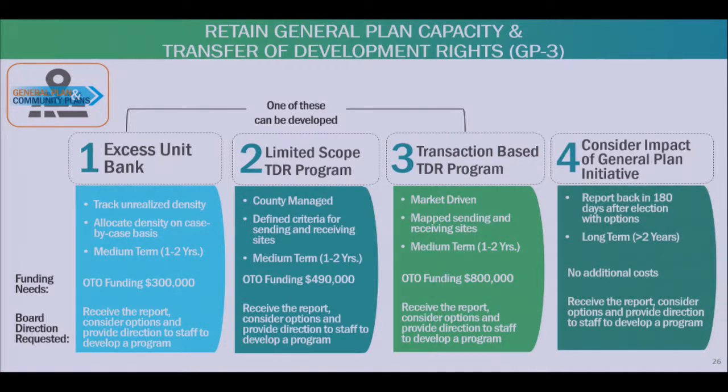Alternatively, the fourth option is to delay action on a TDR program and monitor outcomes of the election results from the Safeguard Our San Diego Countryside initiative to assess its impact on a potential TDR program and report back to the board in 180 days after the election with options.